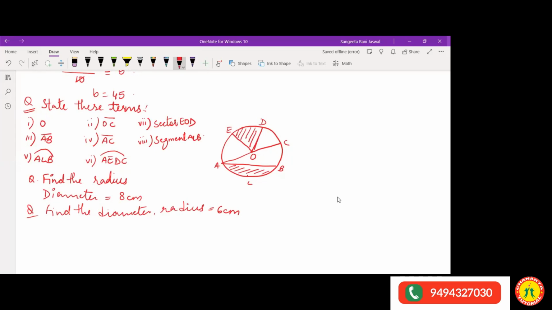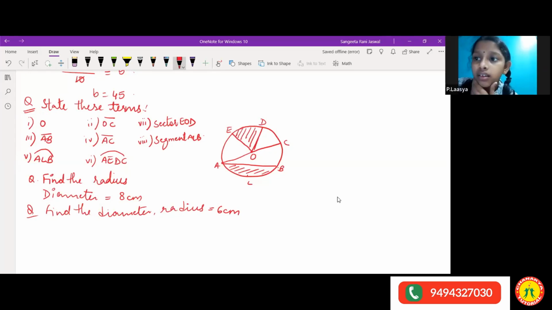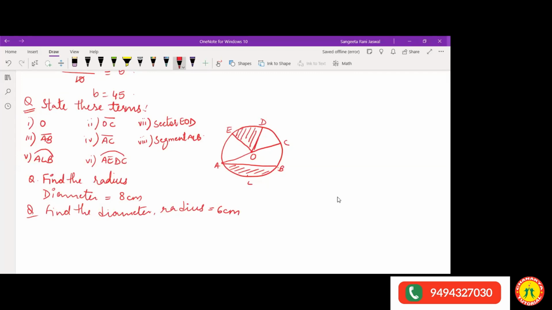The line segment AB is here. From A to B is a line segment AB. Sritej, please listen if you have not attended the previous class. This shaded part is the segment, right? The region between the chord and the arc of a circle. This AB is the chord and this is an arc of a circle. So the region between that is called segment.